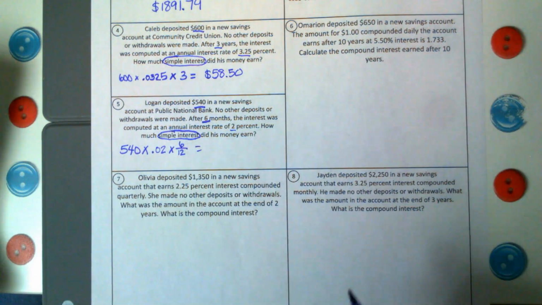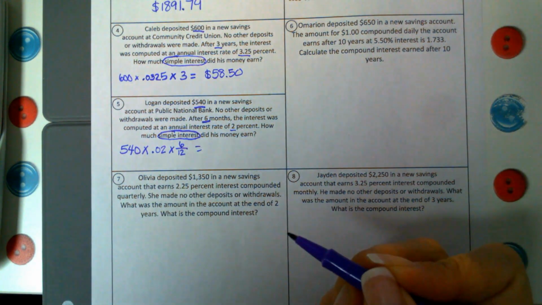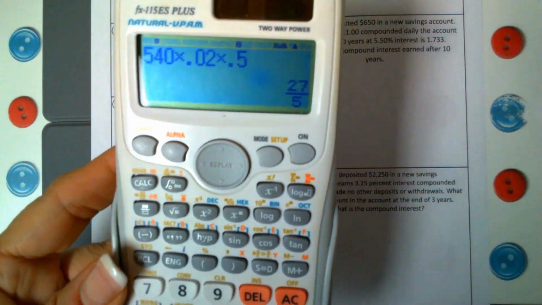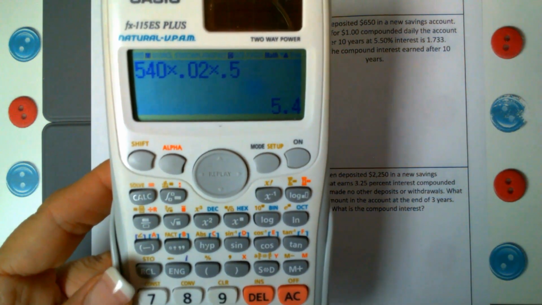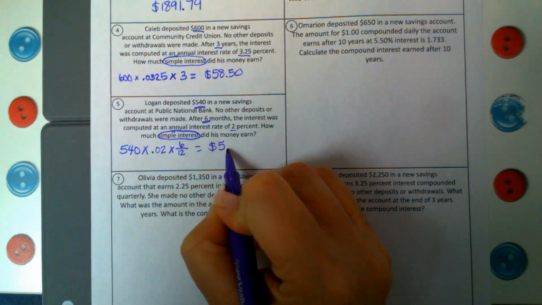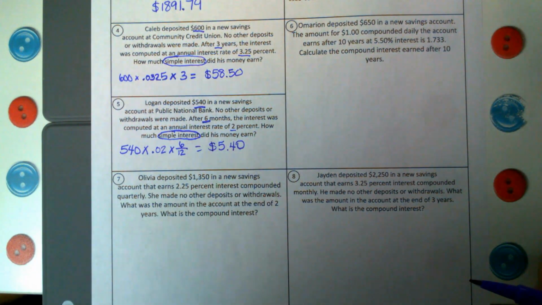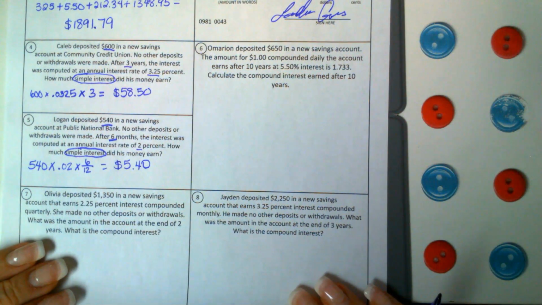But now I'm going to multiply them all together. 540 times 0.02 times, I'm just going to put 0.5 because I know 6/12 is 0.5. It's easier than doing a fraction. It's going to give me 27/5, which again, that doesn't look like money. So I'm going to hit the SD button. It's 5.4. That also doesn't look like money, but I can make it look like money. 5.4 is 5.40. So that's $5.40. All right. So that was number 5. Now we're going to go over to number 6.